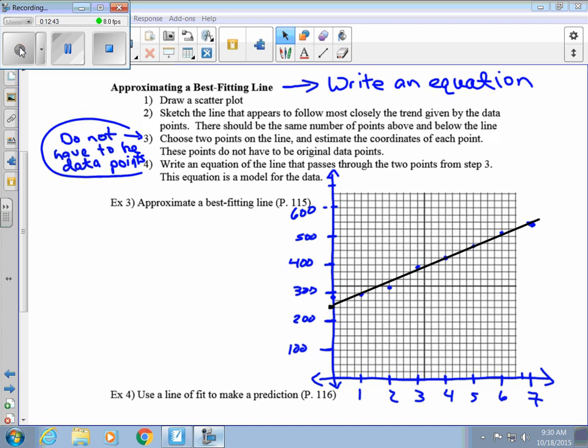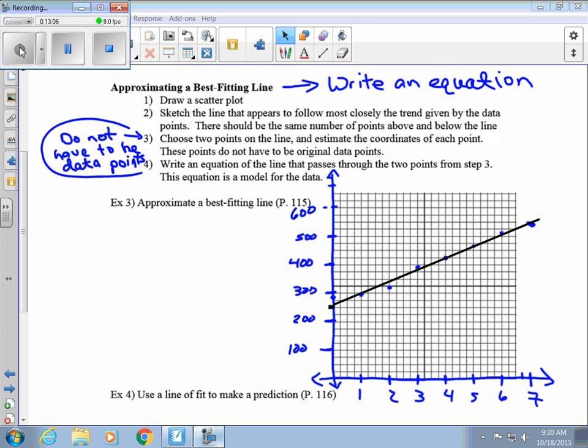All right, so I forgot to hit play here when I was doing this problem. So we're going to do example 3 from the beginning here. So we're looking for approximating the best fitting line. Again, on the right, I did step 1, drew the scatter plot. 2, we sketched the line of best fit. We drew our line through there just to make sure, again, remember, half our points should be above the line, half the points should be below the line.